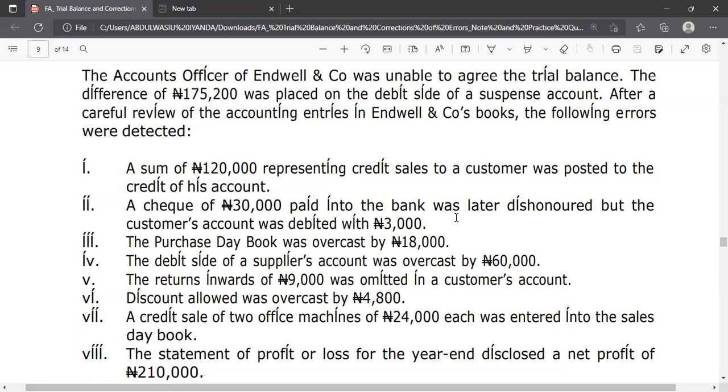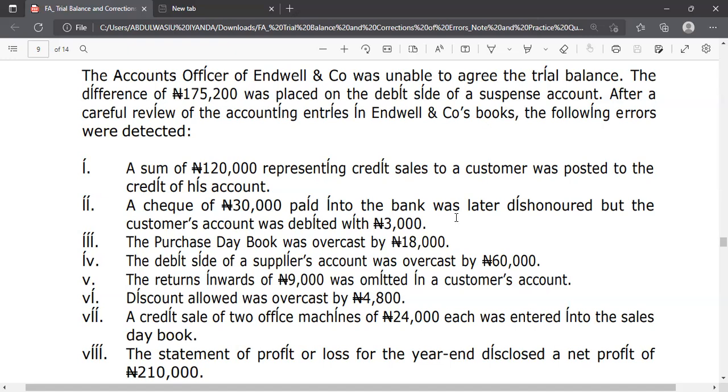You can see now, let's say the check was dishonored. The check was dishonored, and the customer account was debited with 3,000. My question now is, when you debit the customer, is it correct? Someone says yes, it is correct. Another individual also says it is not correct. That is true. Let me also hear from other people as well.